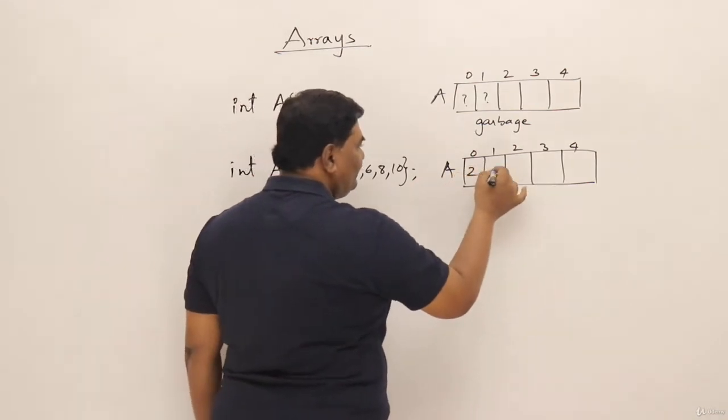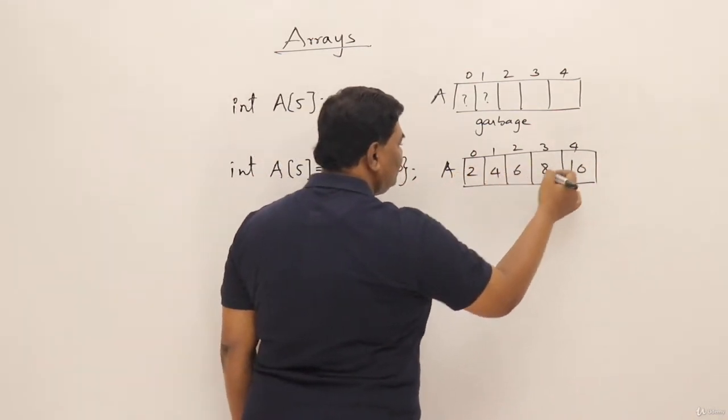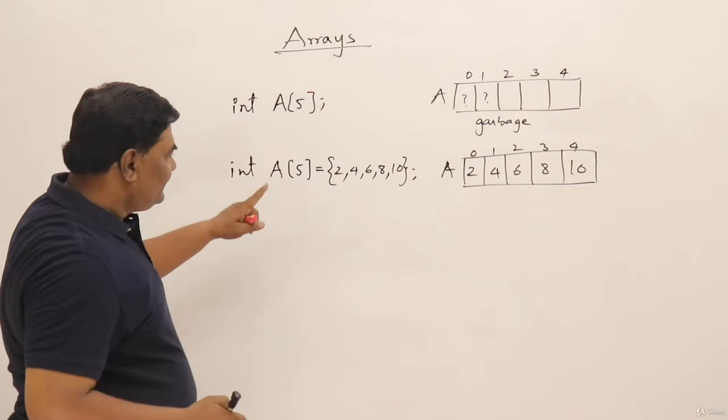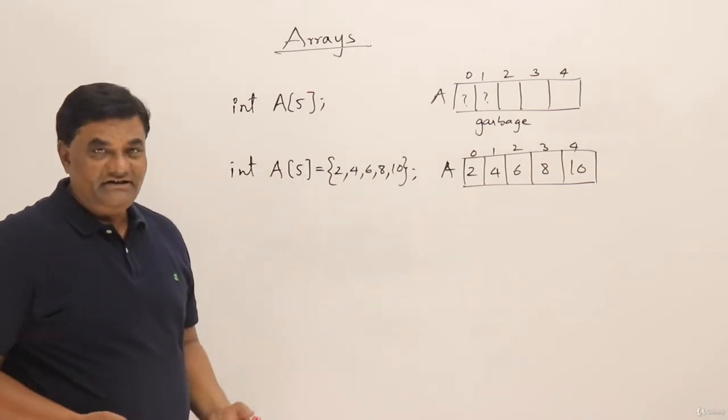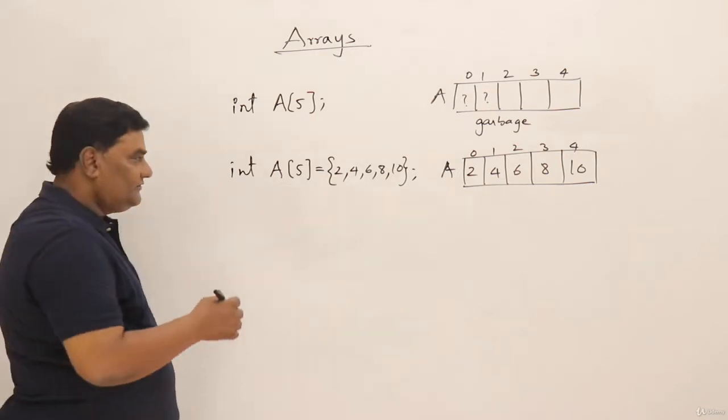So this looks like 2, 4, 6, 8 and 10. This is the second method. So this is the declaration plus initialization. So if you want to have some values initially in an array, then you can mention all the values.